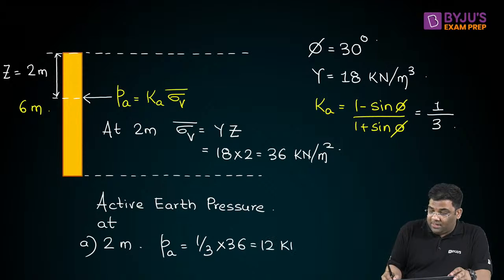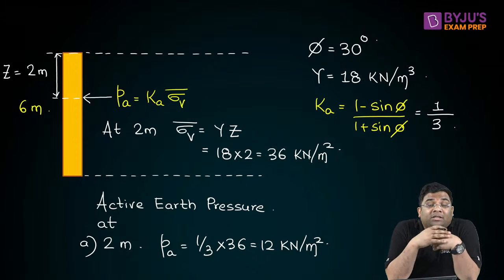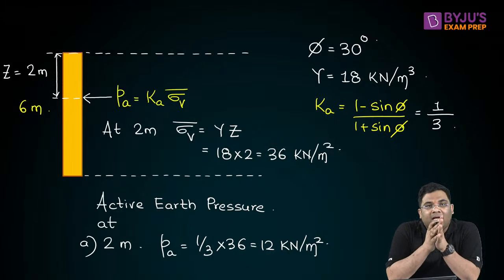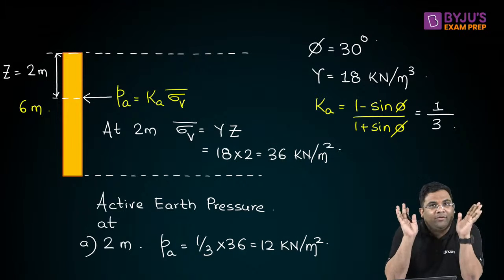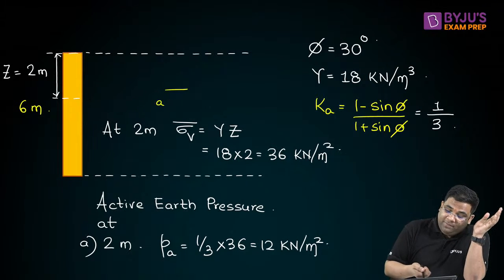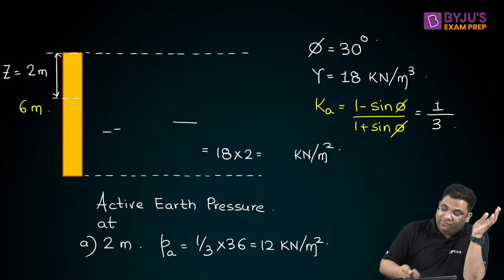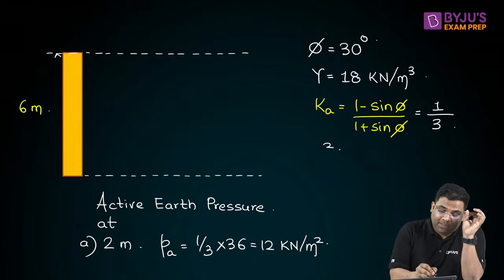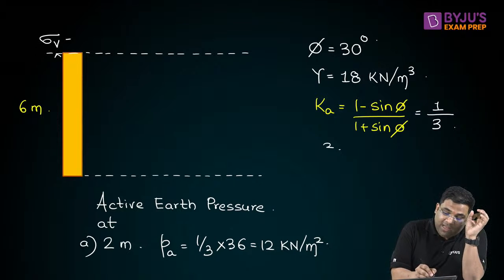12 kilonewton per meter square. Similarly, if I ask you to find out the effective earth pressure at any depth, you can find out the value. Now you see, there will be different pressure acting at different heights, right? Now, first of all, here sigma V will be how much?